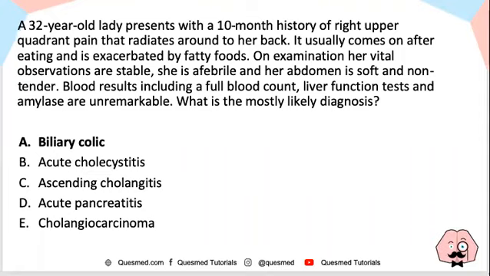Acute pancreatitis typically presents with epigastric pain that radiates through to the back. The patient is likely to be systemically unwell and would have a raised amylase. Cholangiocarcinoma is usually found in patients who present with painless jaundice and a palpable gallbladder, and is likely to be accompanied by systemic features of weight loss and lethargy. They're usually a little bit older.